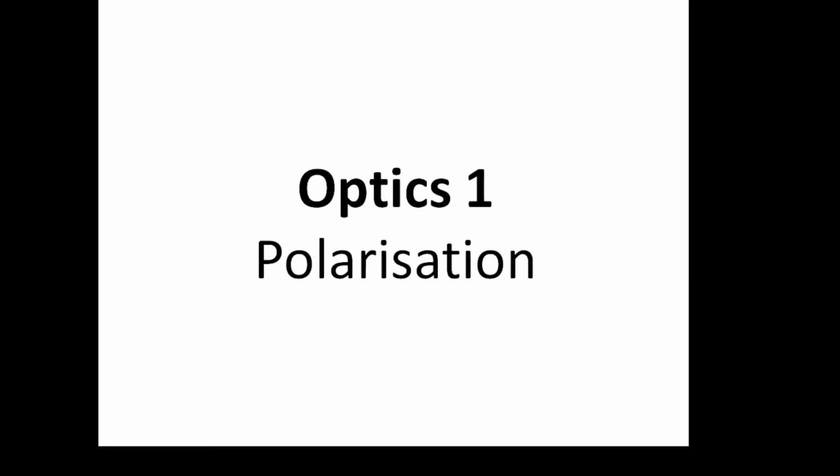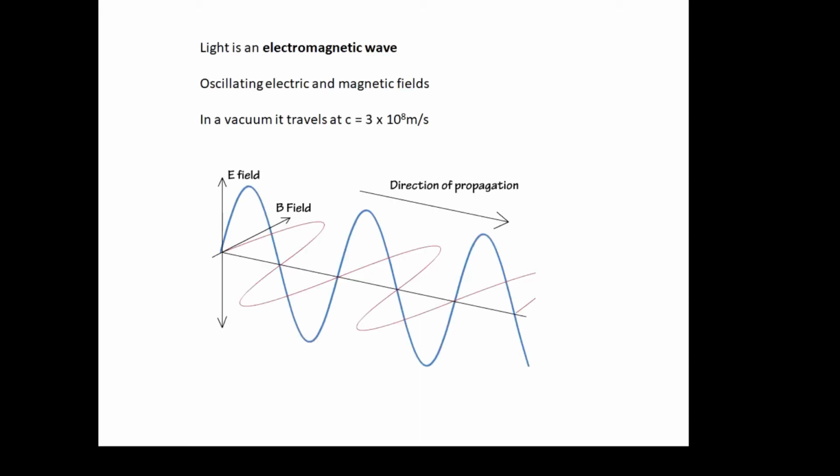Optics. This is my first optics video and it's about polarization. So light is an electromagnetic wave, and from GCSE I'm sure you know all of the electromagnetic waves: radio, microwaves, infrared, etc. What is an electromagnetic wave?